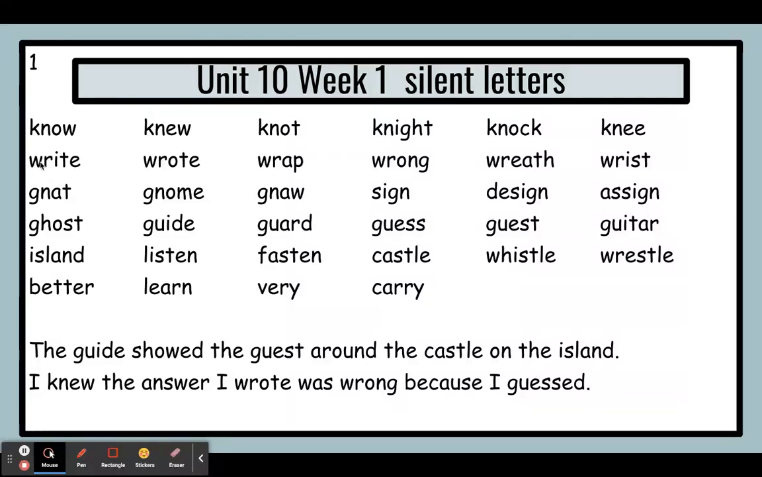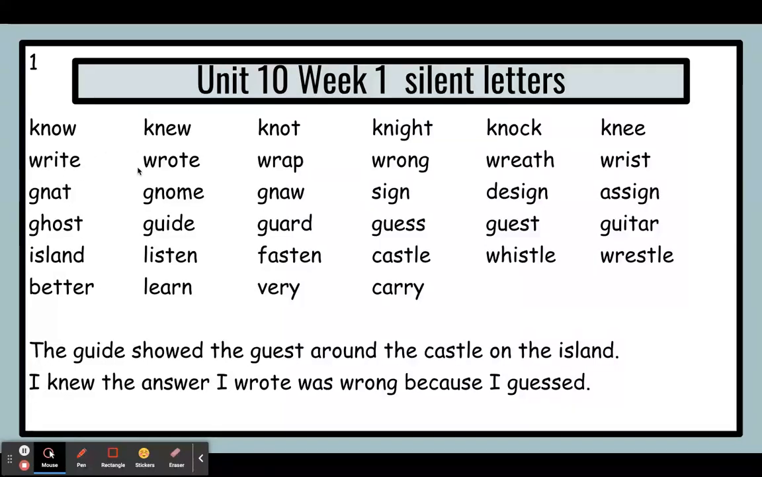Okay, the next line is our WR spellings. Remember, the W is silent. We only hear the R sound, R. Let's sound it out. R-I, right, right. R-O, wrote, wrote. R-A, wrap, wrap. R-O, wrong, wrong. R-E, wreath, wreath. R-I, wrist, wrist.